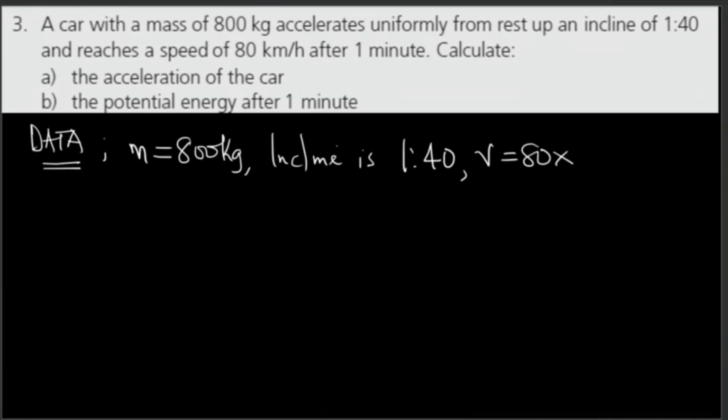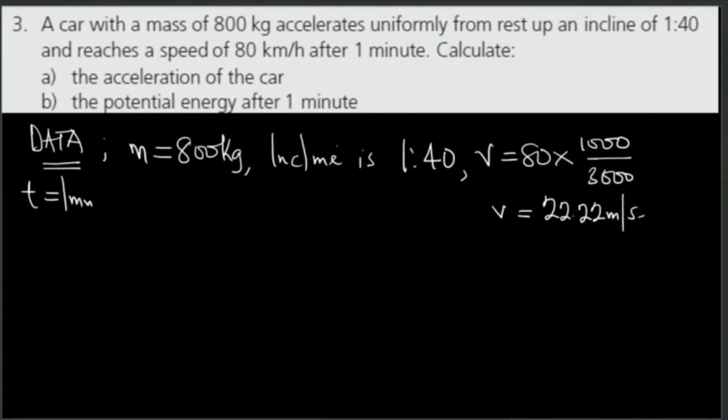And then it said it reaches a speed of 80. Let me just convert this straight because this normally gives me issues. 80 times 1000 divided by 3600 is what? 22.22. So this is 22.22 meters per second after 1 minute. So the time is 1 minute, which is the same thing as what? 60 seconds.